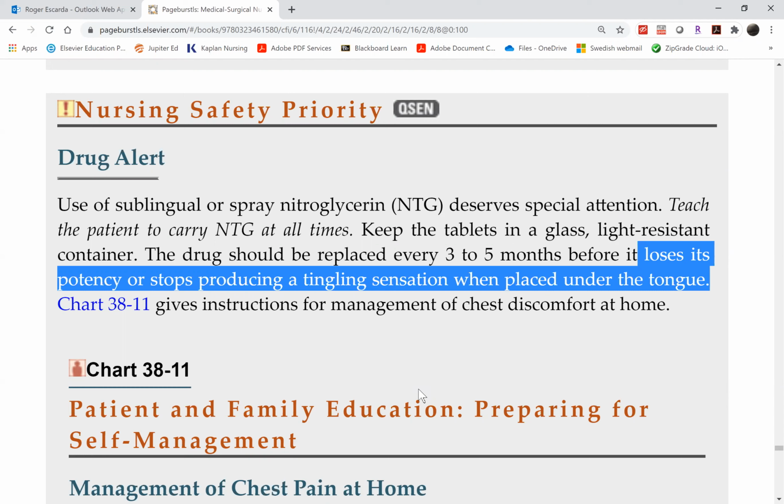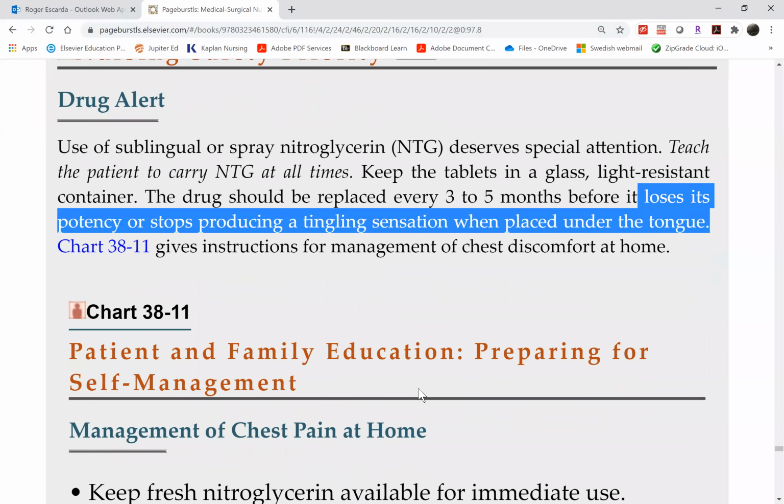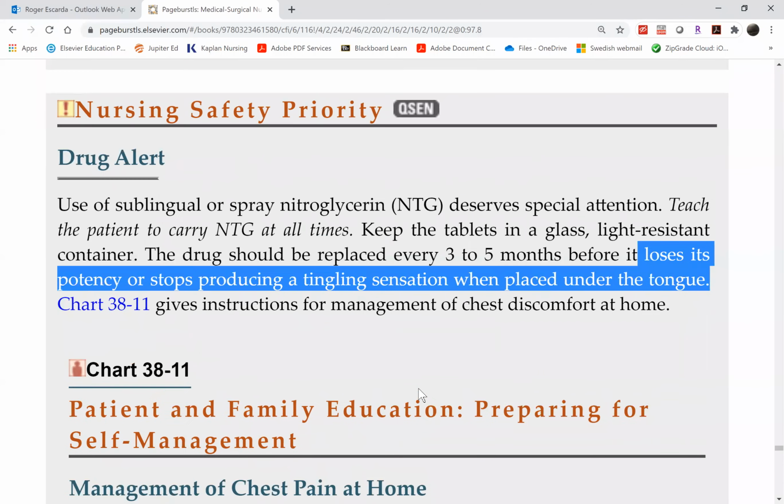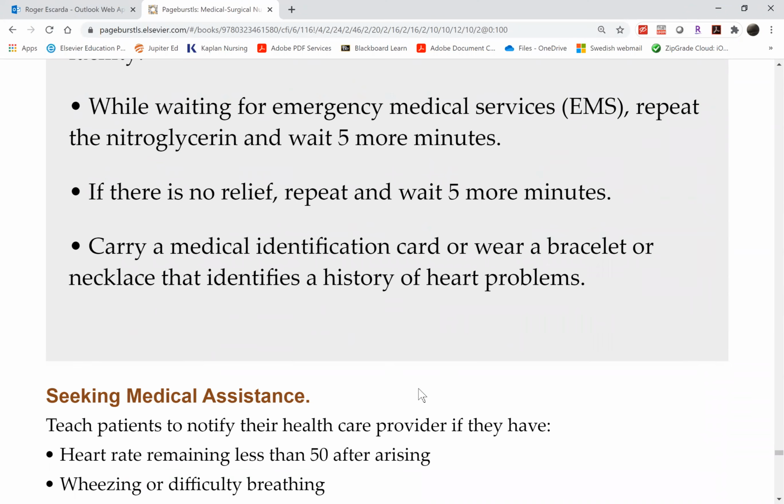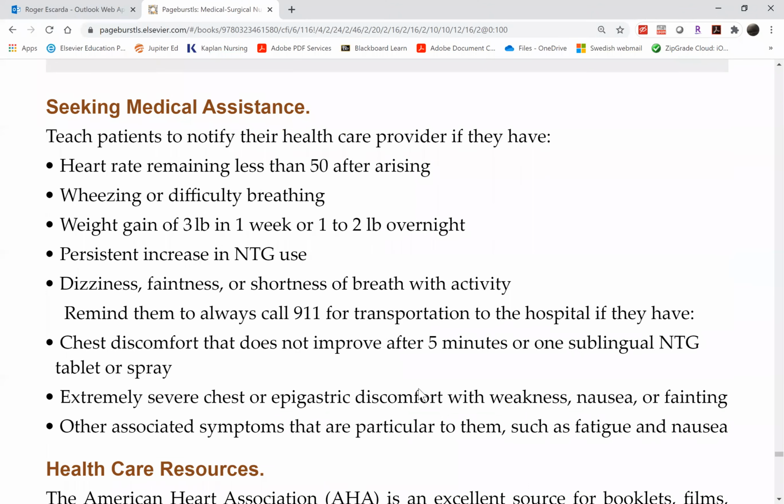Same thing for the spray. There should be a tingling sensation or a burning sensation under the tongue. That's expected. And of course, if a patient complains of a headache, that's another thing, because this is a vasodilator, so it will increase blood flow to the brain, increase intracranial pressure, so there will be a headache. All right, so that's how you teach them about nitro. I'll come back to this later because I was just finishing up the nitro.